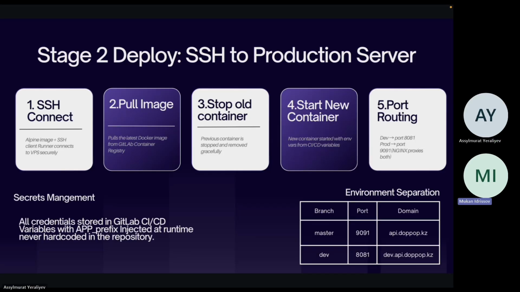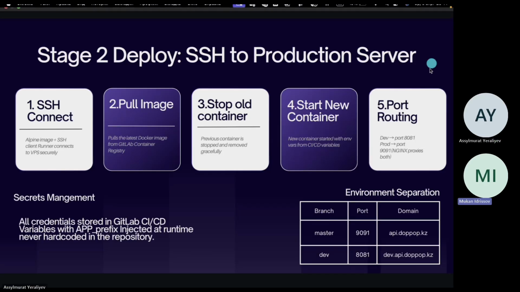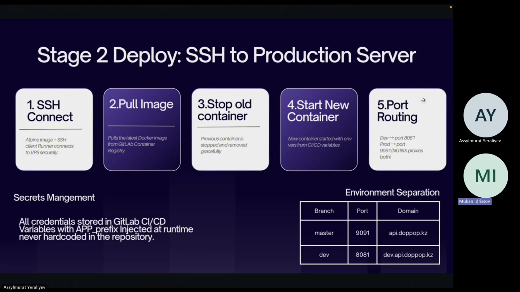The port depends on the branch. Dev deploys to port 8081, production to port 9091. Nginx then handles routing, meaning each subdomain goes to the right port. Critically, all secrets are stored in GitLab CI/CD variables with the prefix. They are never written to disk or committed to the repository. So next slide.